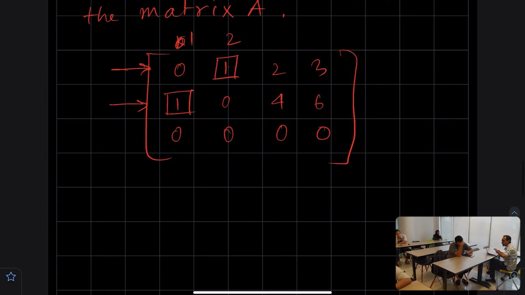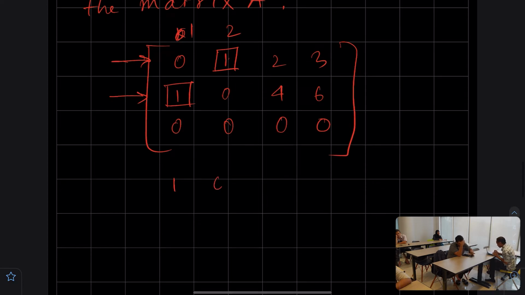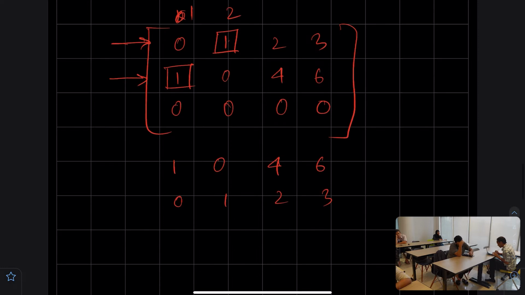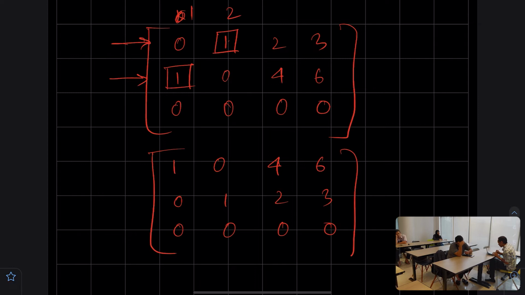So what I can do, I can perform a type 3 elementary row operation in this matrix, and I can write it like 1 0 4 6, 0 1 2 3, 0 0 0 0, right? So this is a row reduced echelon matrix. Okay.